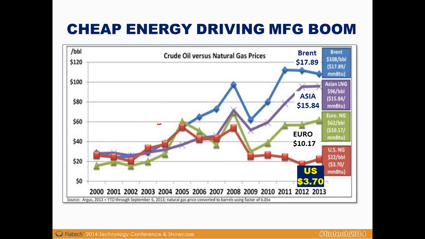This is the cheap energy that is driving the manufacturing boom. Now look at these differences: Brent, $17; Asia, $15; Europe, $10; the United States, $3.70. That is a tremendous cost advantage when it comes to energy supplies, and it's the main reason why people are starting to build plants in the United States.